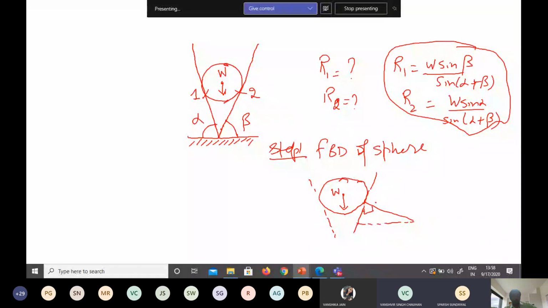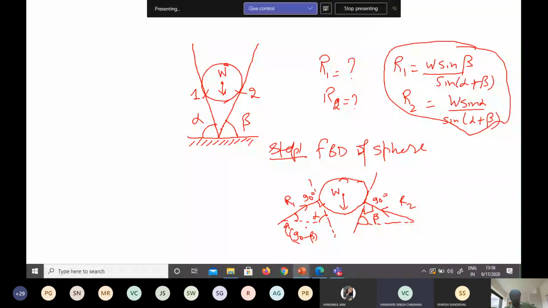this angle is 90 degrees, and this is how much? This is beta. Similarly here, how much is this angle? Alpha. This is 90 degrees, and let us say this is R2, and here the reaction is R1. Very simple problem. This angle is 90 minus beta.